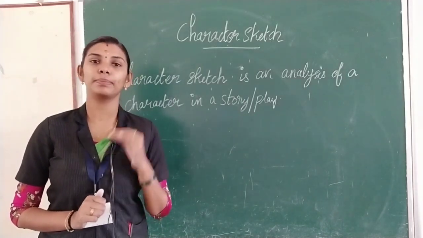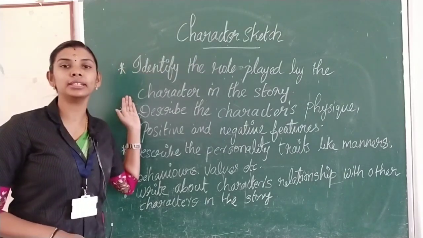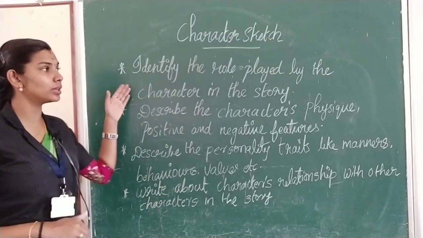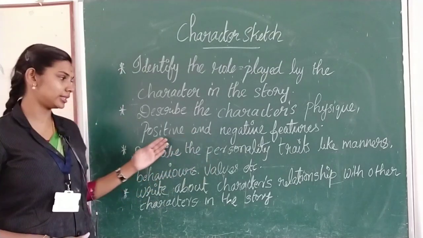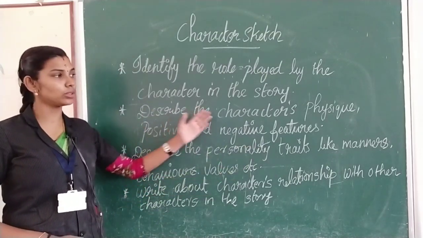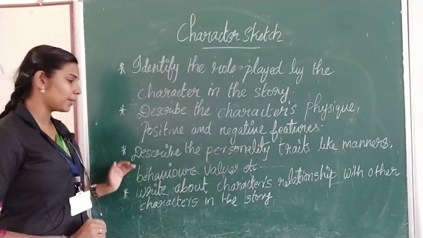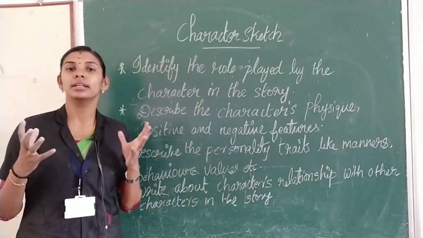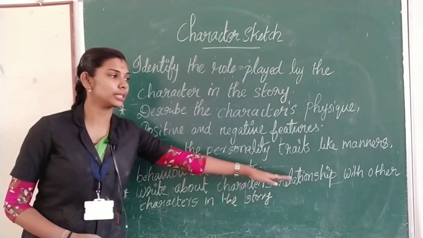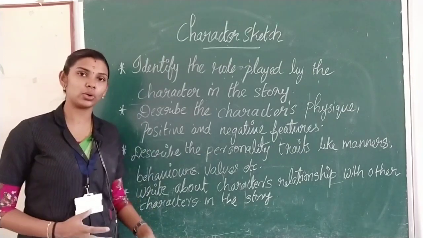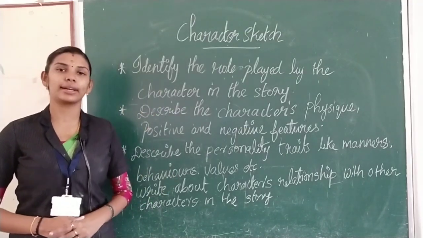While writing a character sketch, you have to keep in mind certain points. First, you have to identify the role played by the character in the story or a play. Then describe the character's physique, that is, the physical appearance of the character, then both positive and negative features. Then describe the personality traits like manners, behaviors, values, etc. If the person possesses a certain manner or behavior, you can include that also. Then write about the character's relationship with other characters in the story. So this is all about writing a character sketch.